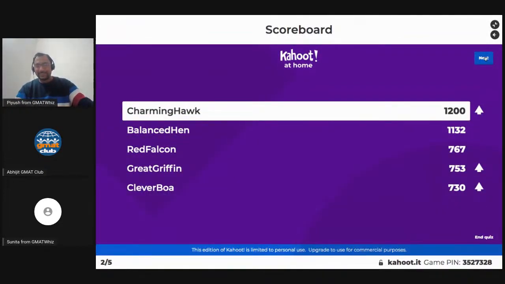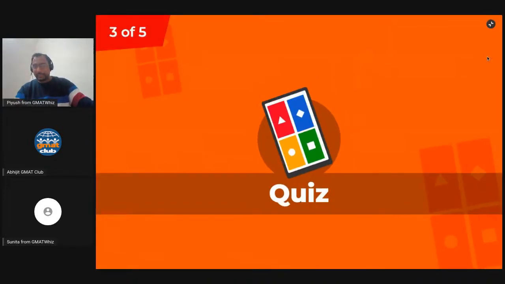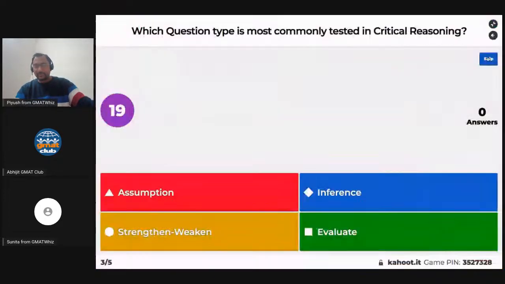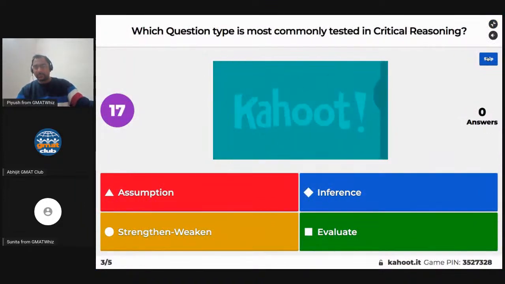So I see Charming Hawk is leading the board, Balanced in the second one. Okay. The game pin is visible on the bottom right.